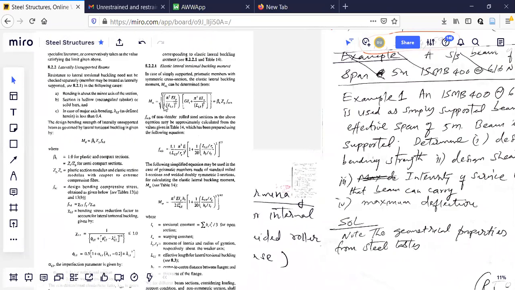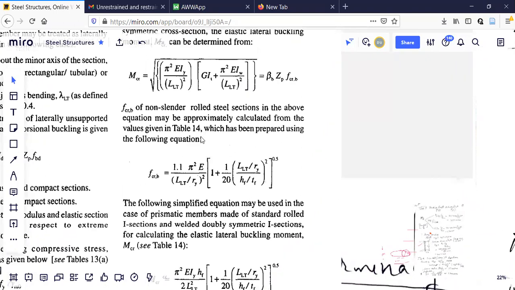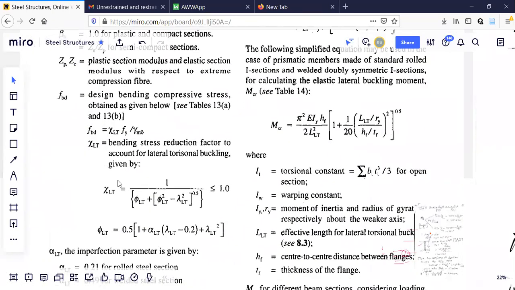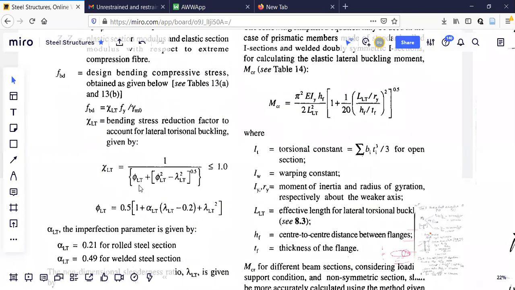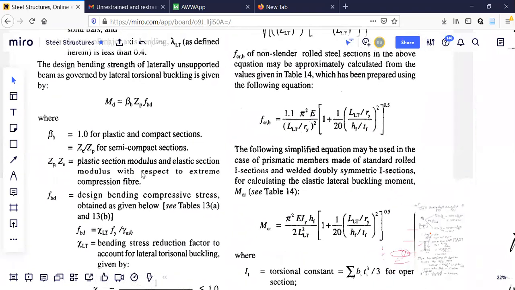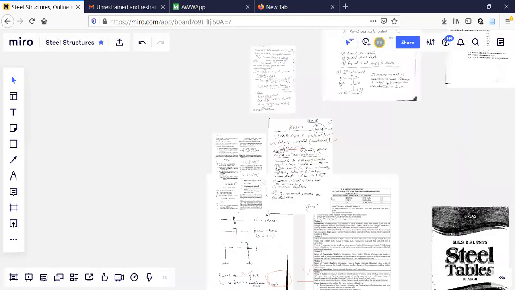See how lengthy the formula is. See what you are calculating here. You will be calculating all this. You are calculating fcrb, Mcr, and chi-LT. This is called chi-LT. Why is so much correction required? When I design it as unrestrained, there is a possibility of lateral buckling. Okay, I'll stop it now.